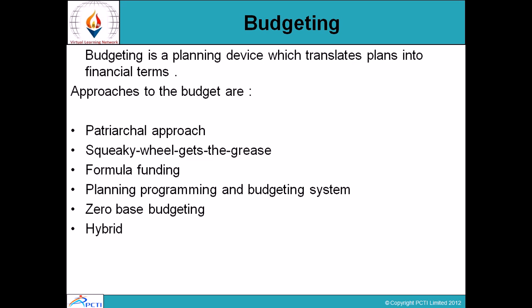Next is budgeting. Budgeting is a planning device which translates plans into financial terms. Budgeting includes the approaches to the budget, which are the patriarchal approach, squeaky wheel gets the grease, formula funding, planning, programming and budgeting system, zero-based budgeting, and hybrid. These are the different approaches that we use in the budget for the sake of planning.